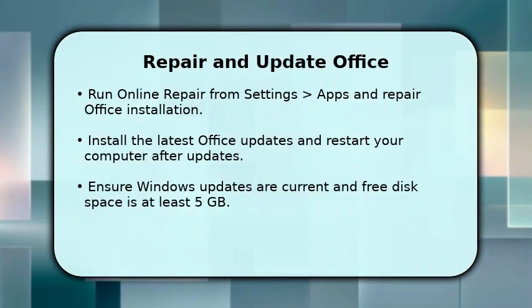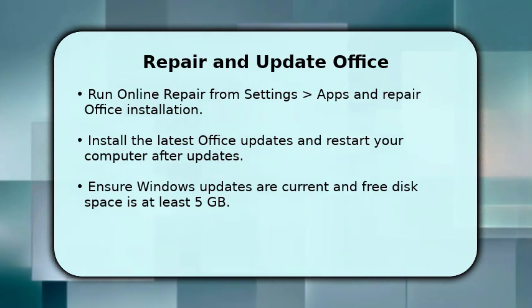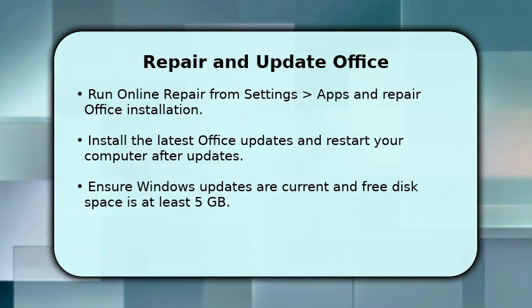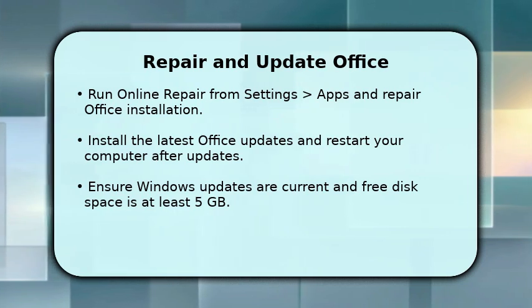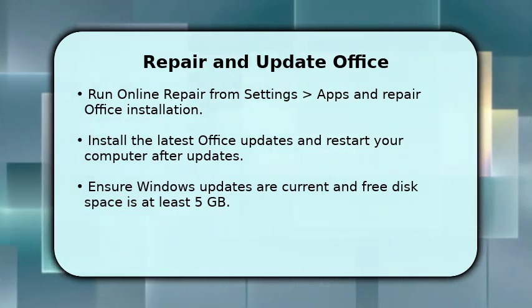Open Windows Settings, go to Apps, and select Office from the list. Choose Modify and run online repair to fix corrupted files and activation errors. After repair, open any Office app and sign in with the licensed account. Install the latest Office updates via Account Update options and then restart your computer.